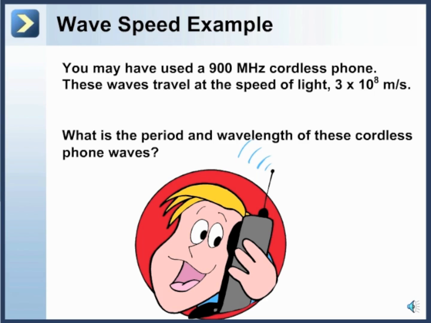Let's look at an example of wave speed. You may have used a 900 megahertz cordless phone. These waves travel at the speed of light, 3 times 10 to the 8th meters per second. What is the period and wavelength of these cordless phone waves? So pause the video, try to figure this out on your own, and then resume when you have your answer or if you get stuck.